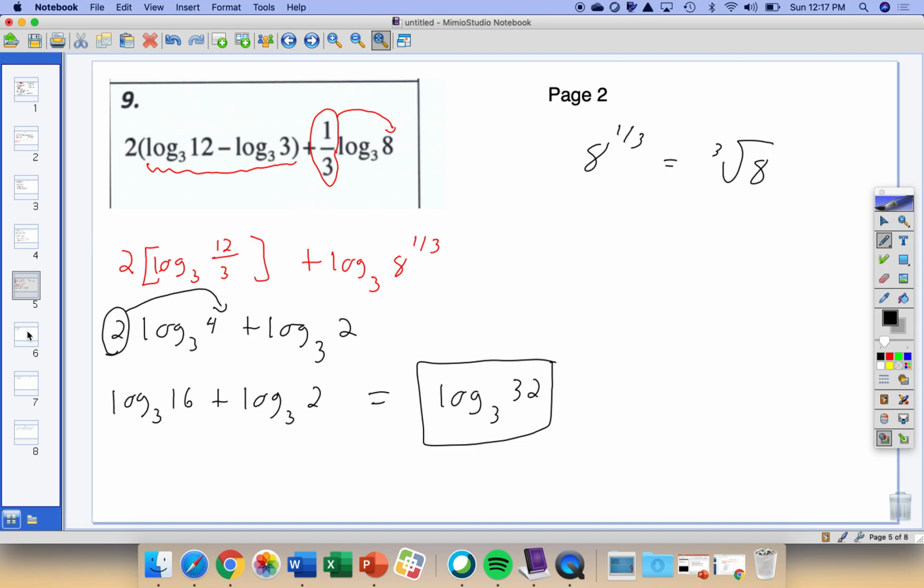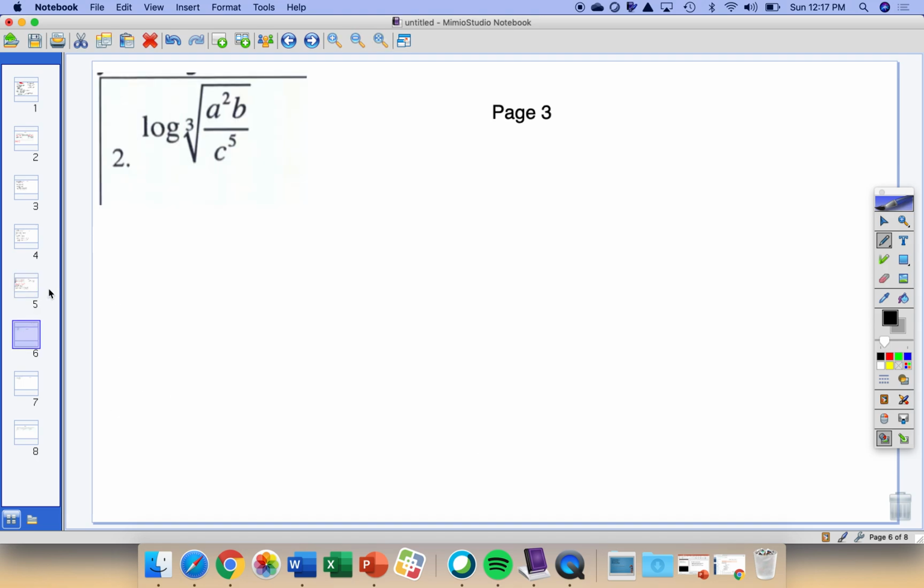All right. Now on page 3, we're looking to expand. Again, I have this crazy radical. It's a cubed root. So the first thing I want to do is take this radical and rewrite it. So it's log. Now there's no base, so we're going to assume it's base 10. So I have a squared times b over c to the 5th, all raised to the 1/3.